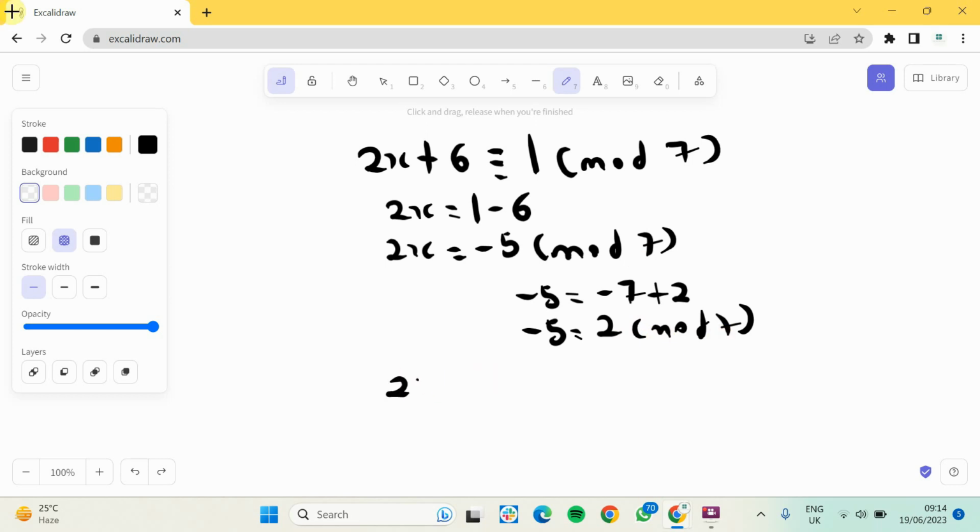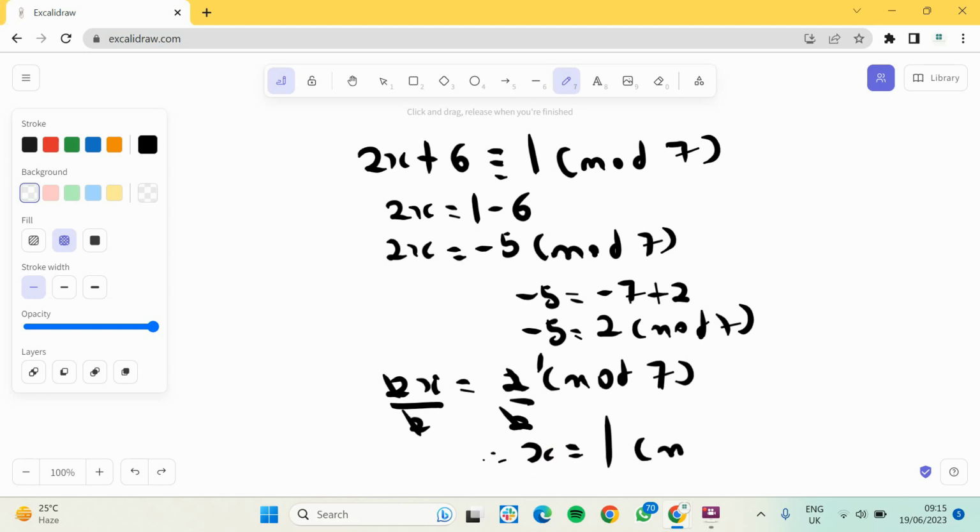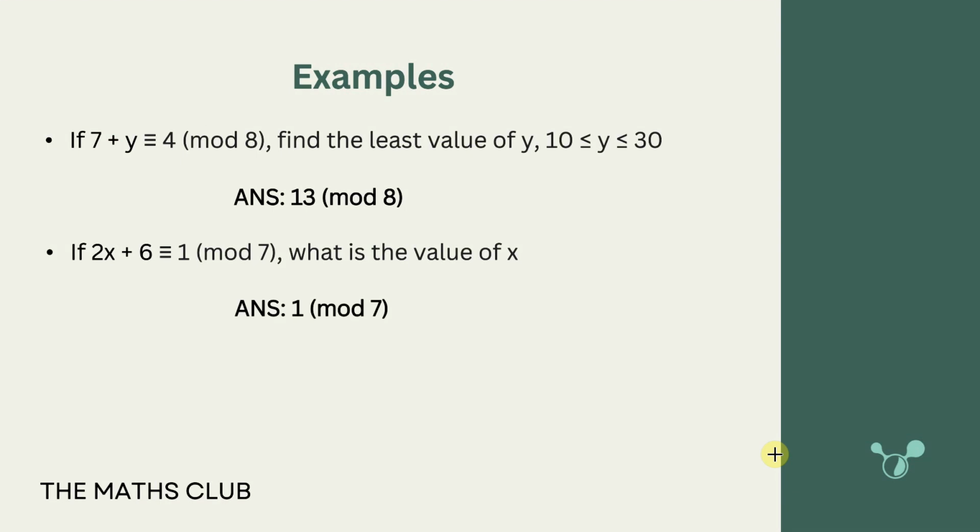So that will be 2x is equal to 2 mod 7 when I replace, right? If I divide both sides by 2, 2 will cancel 2, that will give me 1. So therefore, my x is equal to 1 mod 7. So that's it. Let's see if the answer is correct. 1 mod 7. Great. So that's it.